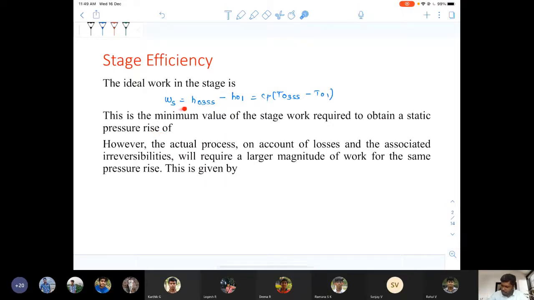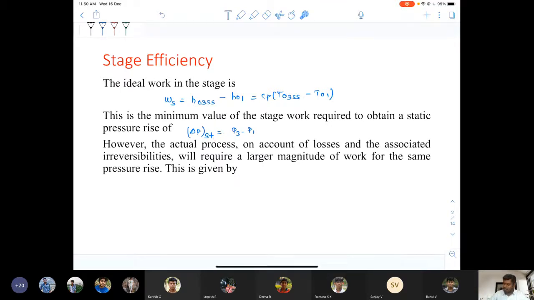That is, this value Ws, equal to H0 3ss minus H0 1, is the minimum value that is required to obtain the static pressure rise of the value delta P. Delta P is nothing but the static pressure rise of the stage, which is equal to P3 minus P1. We know that static pressure rise is the difference between the two stages, which is P3 minus P1. Therefore, this is the minimum value of the stage work, which is required to obtain the static pressure rise of P3 minus P1.